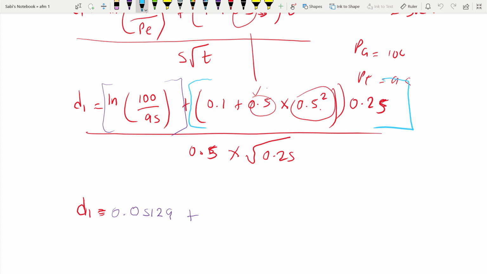You have 0.1 plus 0.5 into 0.5 square. First, do the multiplication, bottommost. 0.5 squared multiplied by 0.5 plus 0.1 into 0.25. You should get 0.05625. Make sure you get this answer. Until you don't get it, stop and do it.